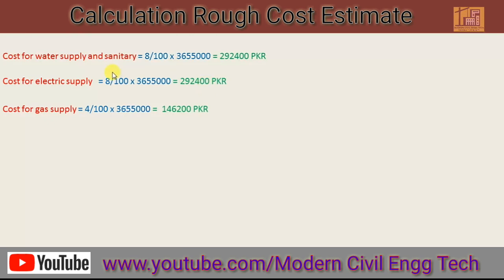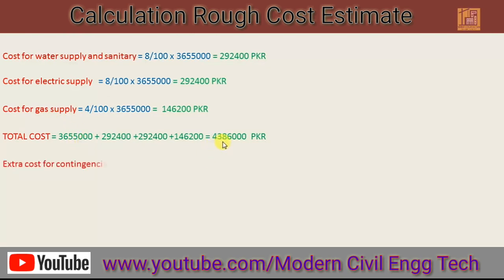2,92,400 PKR. Now the third step, cost of gas supply 4%. So the 4% will be multiplied by the total cost of construction. The answer will be 1,46,200 PKR. So the total cost is 43 lakhs 86,000 Pakistani rupees.